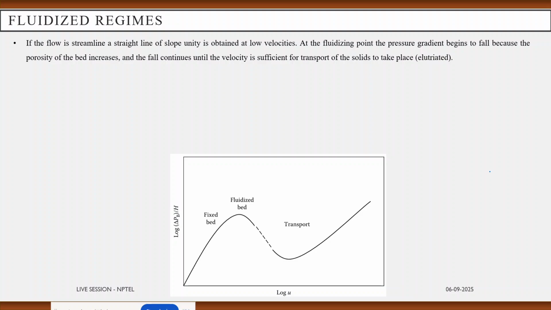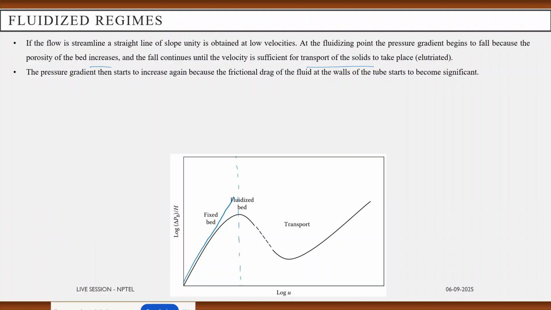So we are now going to discuss the different fluidization regimes. If the flow is streamline, a straight line of slope unity is obtained at a very low velocity. This is a straight line at the low velocity part. This one is the fixed bed. At the fluidizing point, the pressure gradient begins to fall because the porosity of the bed will increase, and the fall continues until the velocity is sufficient to transport the solid out of the bed, as illustrated.